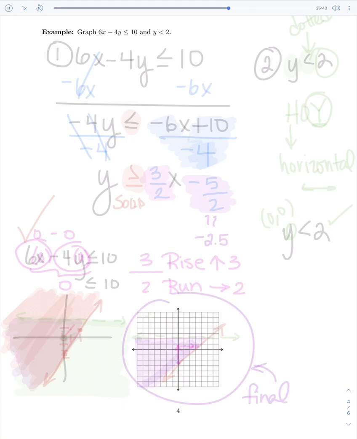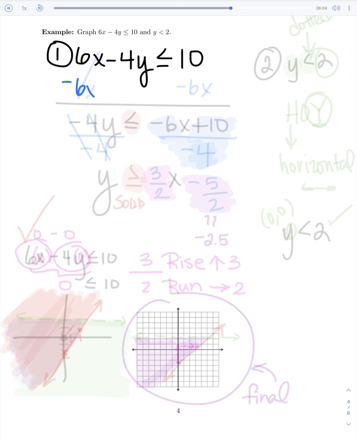Let's take a look at one more. In this last one, we've got, again, two graphs. We'll start out with the first one: 6x minus 4y is less than or equal to 10. Well, most students would say, let's put it in slope-intercept form first if we want to graph it.